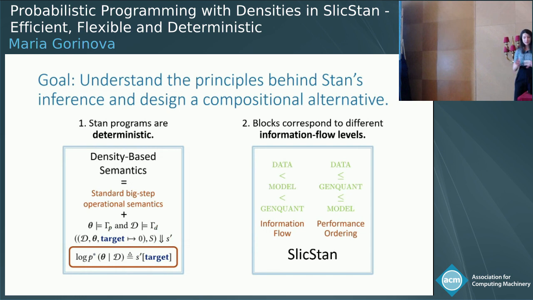So to recap all of this, our goal was to understand the principles behind Stan and to design a more compositional alternative, which doesn't have blocks. And there were two key insights in that work. One is that Stan programs are actually deterministic. Two is that blocks correspond to different information flow analysis, and that's how we designed SlicStan.